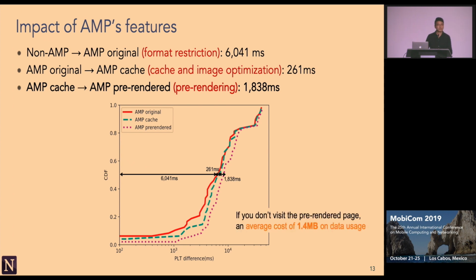There's no free lunch. AMP's pre-rendering always comes along with its cost, 1.4 megabytes of data usage on average per web search. So this means if you don't visit the pre-rendered page, the additional data usage is going to be for nothing.